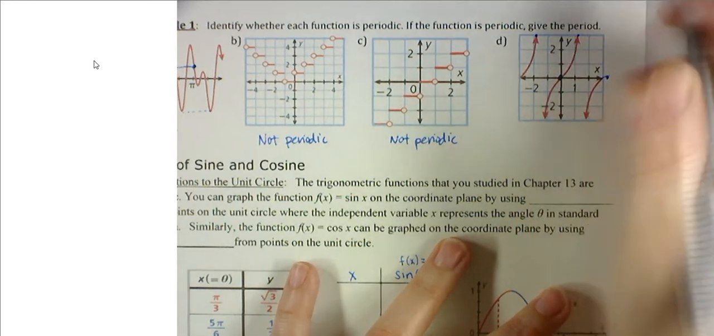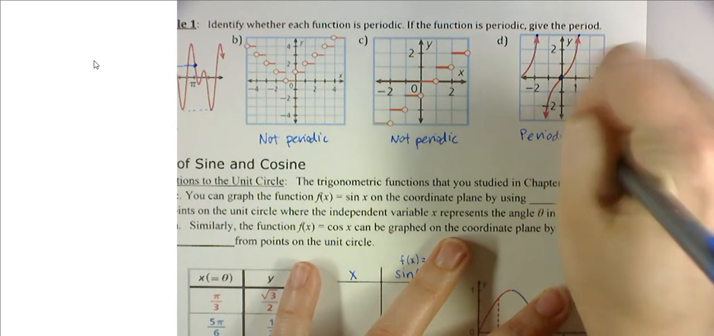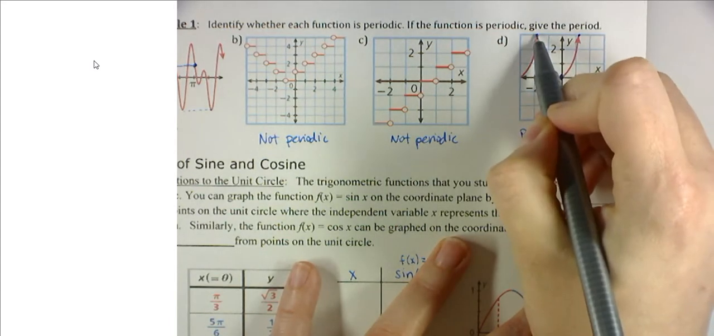I do think it would be easiest to count from the arrows. So it's about 1, 2, and then 3 there.